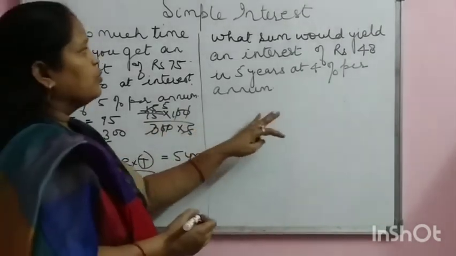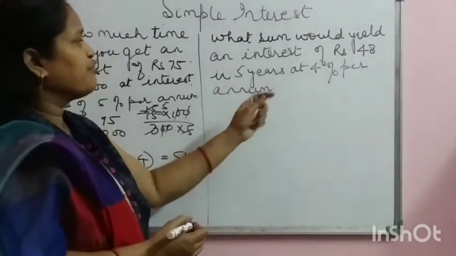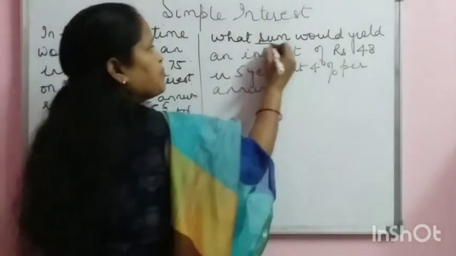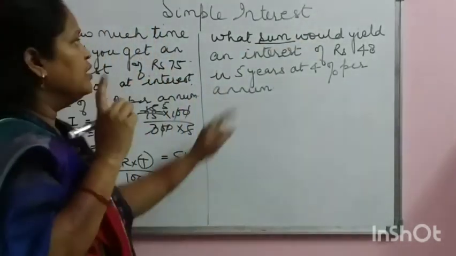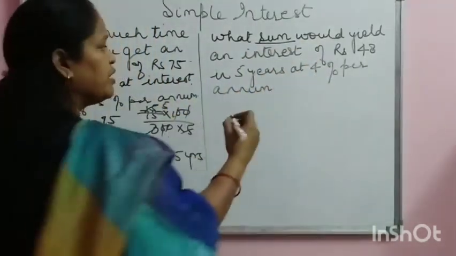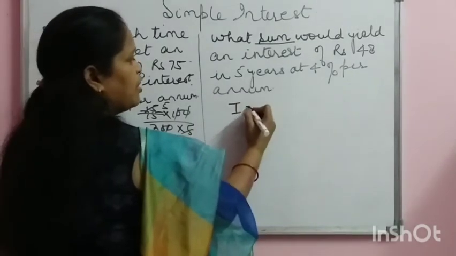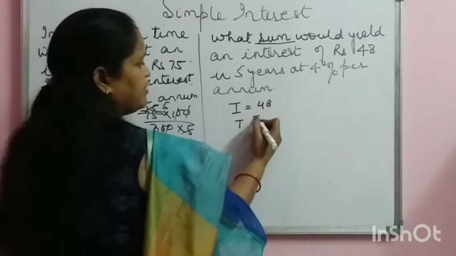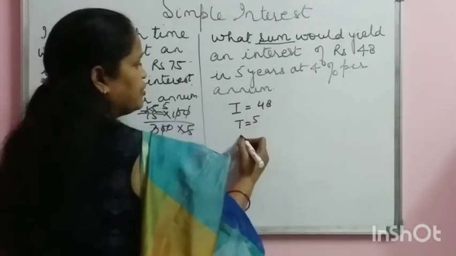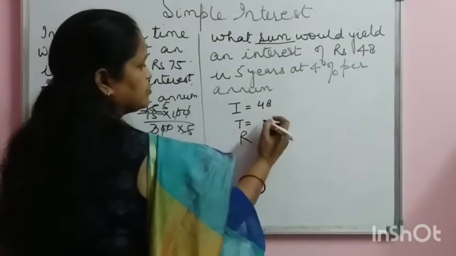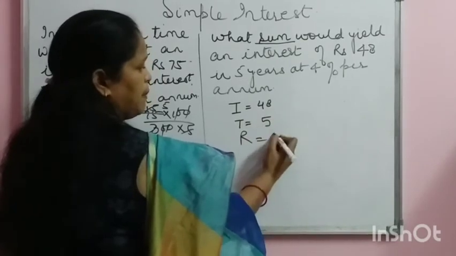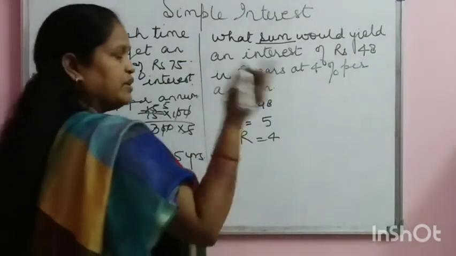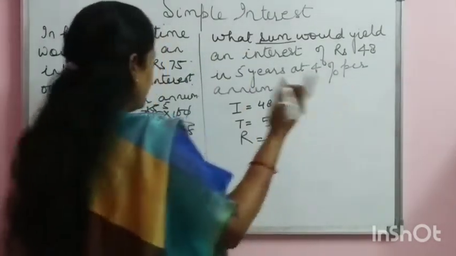Next, what sum would yield an interest of ₹48? What sum? Sum means you have to calculate P. Interest of ₹48, that means your I is 48. Time is 5 years and your rate is 4%. Right? Now, you have to calculate P. Again the same formula, I is equal to P into R into T.